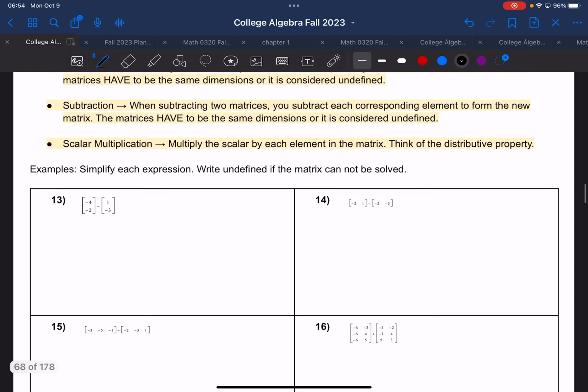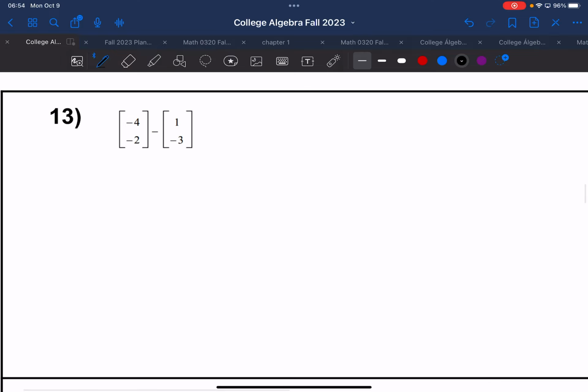Okay. So number 13, our first step is to identify the dimensions of each one. What's the dimensions of the first one? 2 by 1. What about the second one? 2 by 1. Okay. Since they are both 2 by 1 matrices, that means we're able to subtract them. When we subtract them, we're going to get an answer that is also a 2 by 1 matrix. So all we do is we subtract the numbers that are in the same rows.